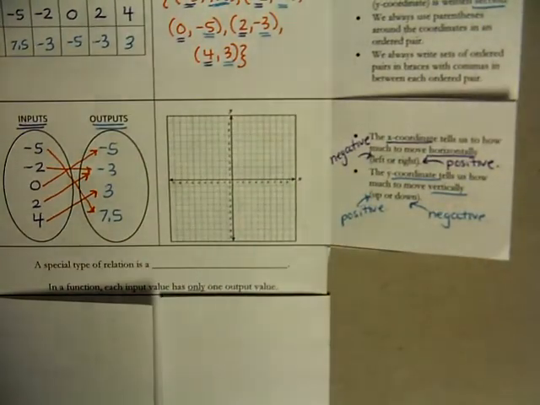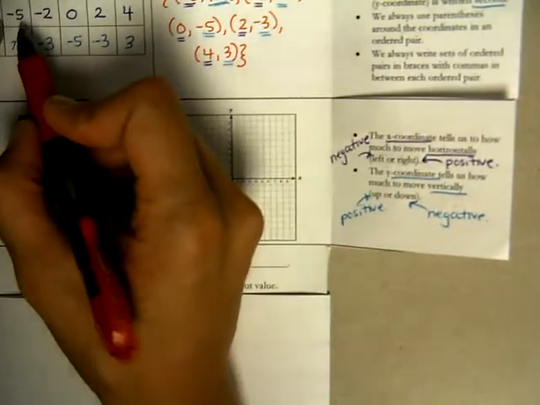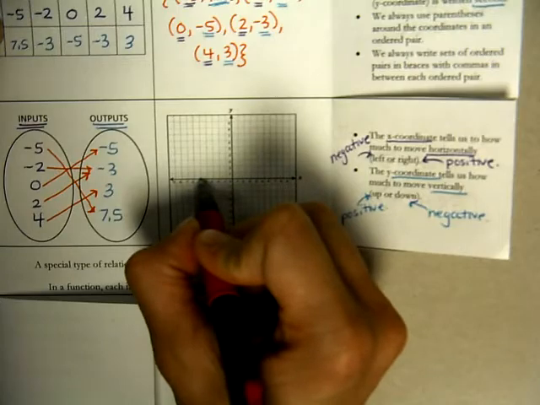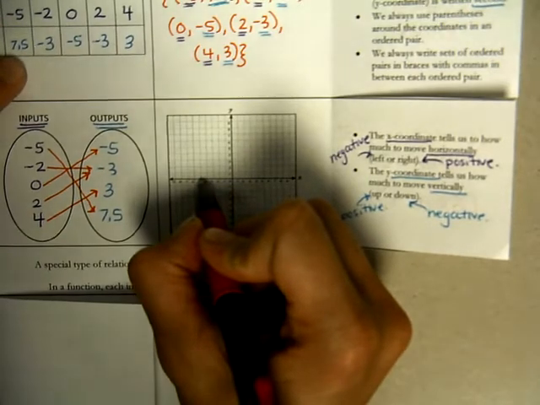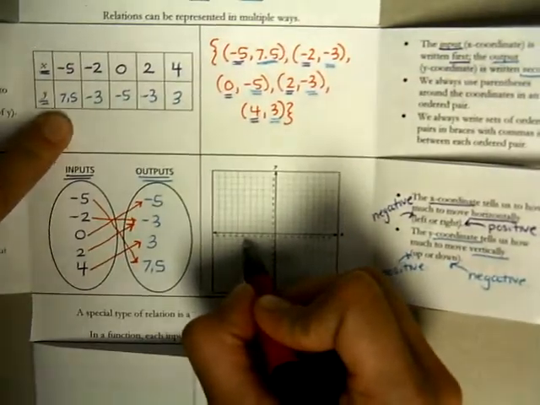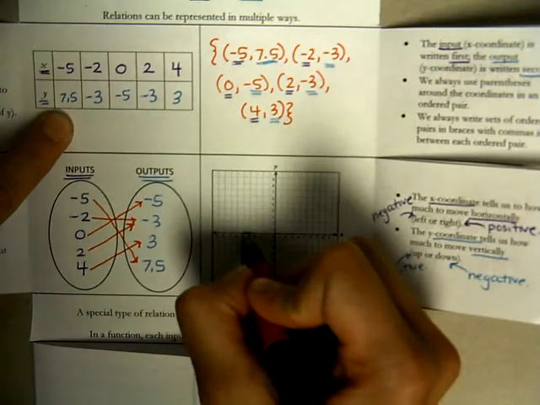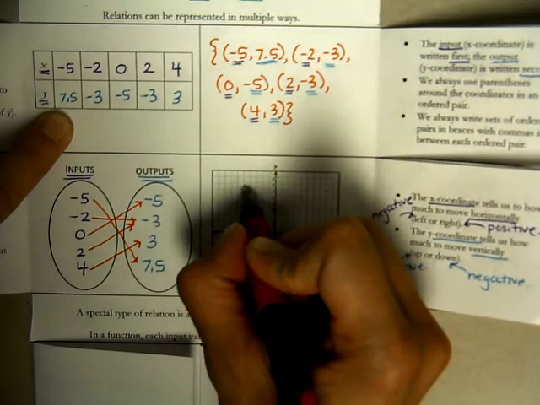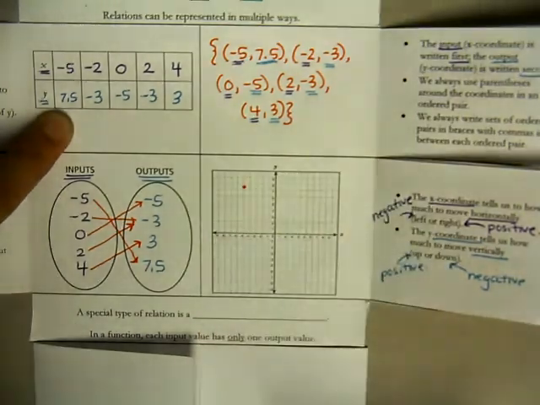Let's start here. -5, 7.5. Well, that -5 is our input, so it tells us to go to the left 5. 1, 2, 3, 4, 5 to the left. The output is 7.5. It's positive, so we're going to go up 7.5. 1, 2, 3, 4, 5, 6, 7, and 0.5, right between 7 and 8. Or let's go to the ordered pairs.